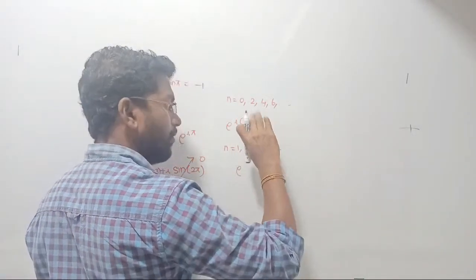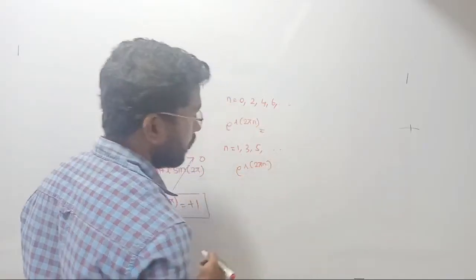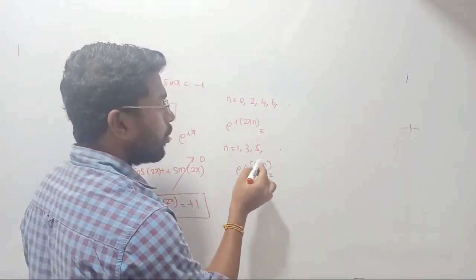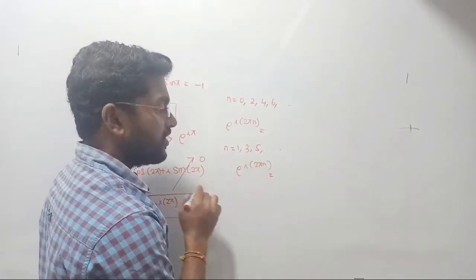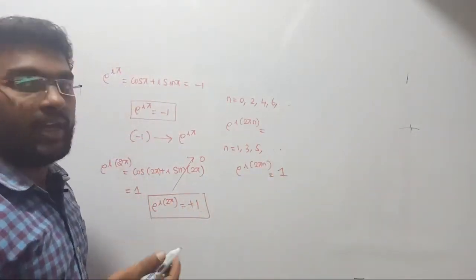That's why I'm writing, and then I will merge these things. e power 2πn, because sometimes you'll be tested for odd values of n, even values of n. That's why I'm writing like this. Now substitute: for n equal to 1 you get 2π, for 3 you get 6π, for 5 you get 6π. That is equal to what? cos 6π, cos anything, right?